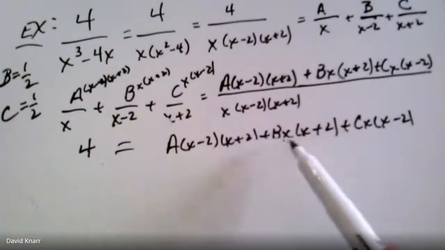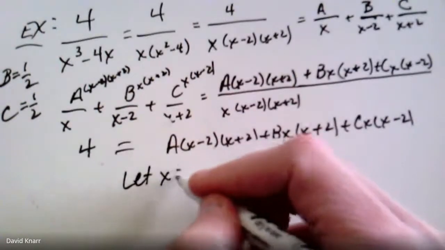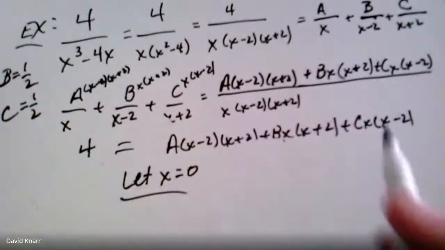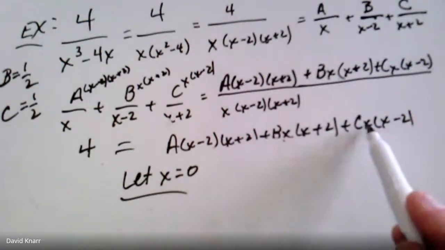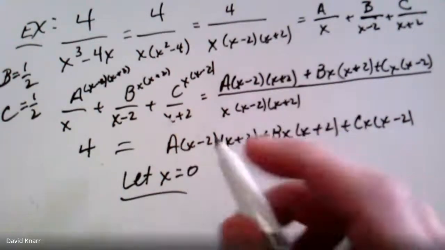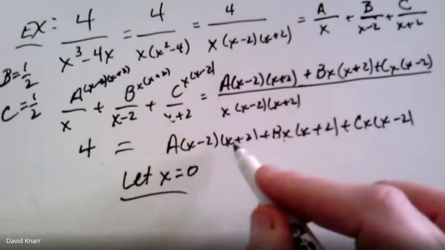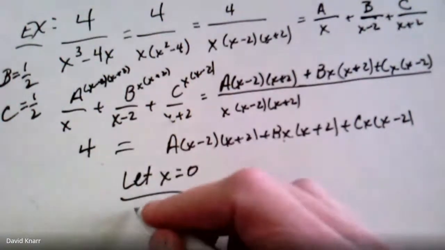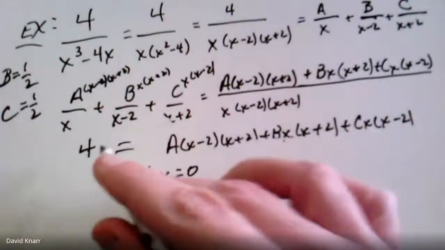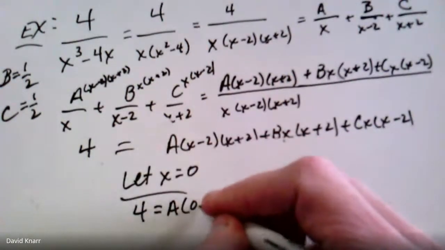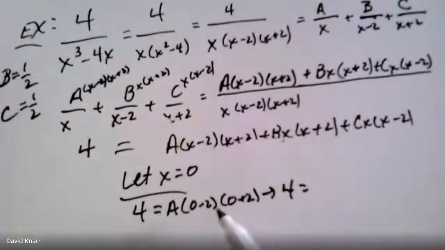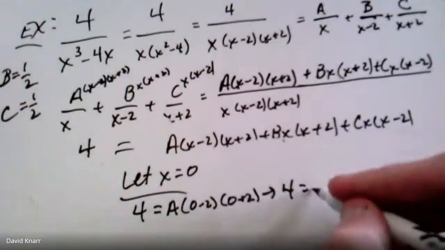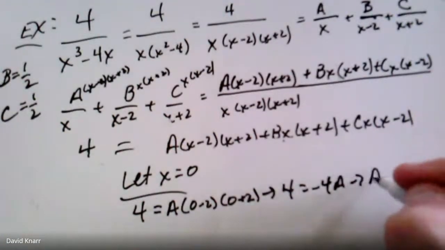So I need to drop out B and C. So I got to pick something for X. In this case, I'd pick 0 for X because when I put the 0 here, it's going to do 0 times B, it's going to be 0. So it's going to knock this B out. 0 times C is going to be 0. It's going to knock that C out. It's going to leave me with A because when I put 0 in here and 0 in there, neither one of them is going to give me a 0. So I get 4 on the left. There's no X to plug into. I have A, 0 minus 2, 0 plus 2. So I have 4 equals -2 times 2 is -4A.